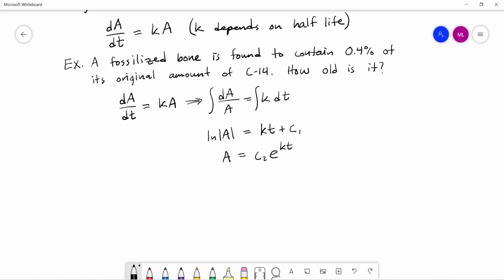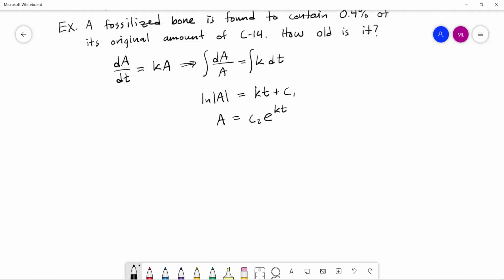Here is our solution, but as we can see, it has two different unknowns. It has k, and it has this unknown constant c2. Both of those we need to basically try to use to eventually solve for t. What we really want is t. So our ultimate goal, we may not find exactly what these values are, but we're going to use the information that's given up here to try to work out all of these different pieces.